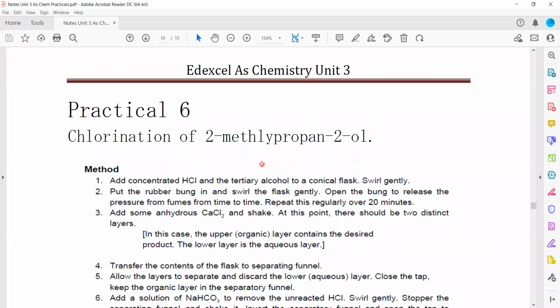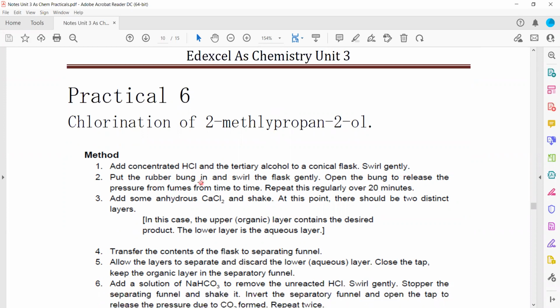So practical 6 is chlorination of 2-methyl propanediol, like how we can convert alcohol into halogenoalkane. So first, the method: we add hydrochloric acid and the tertiary alcohol in a conical flask and swirl the mixture gently. Then we put the rubber bung in and swirl the flask gently.